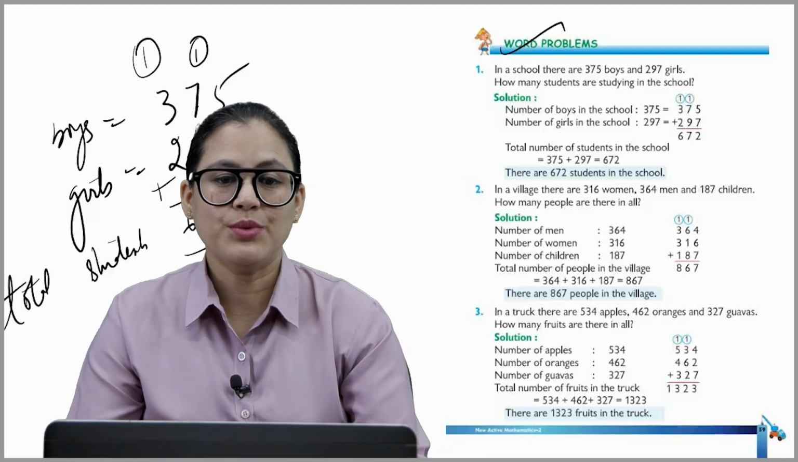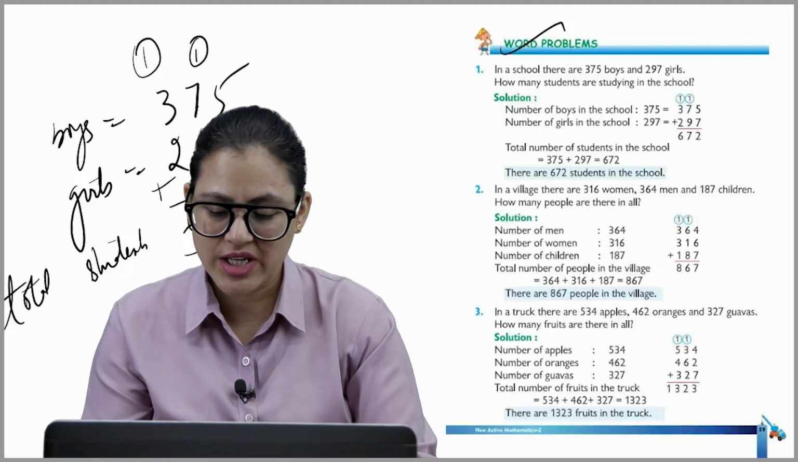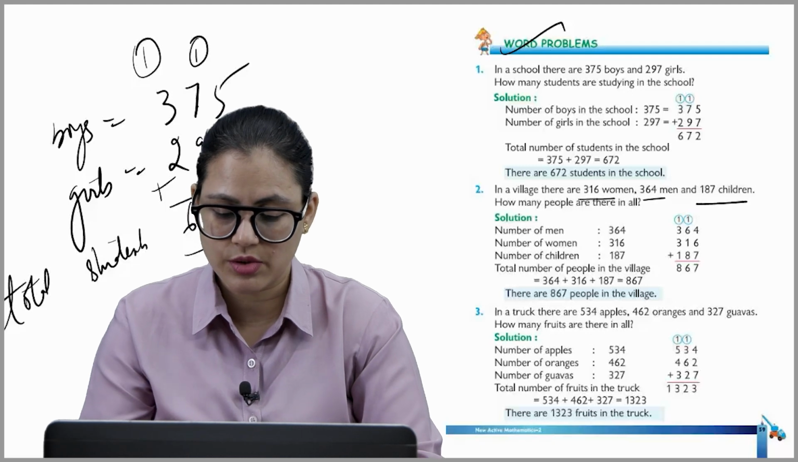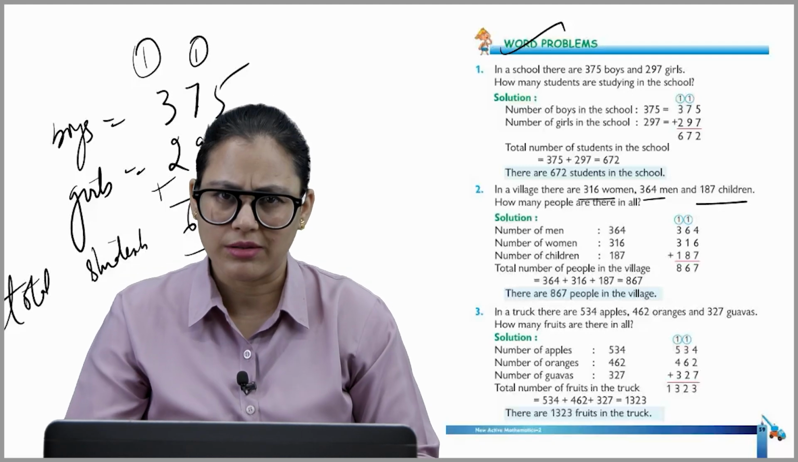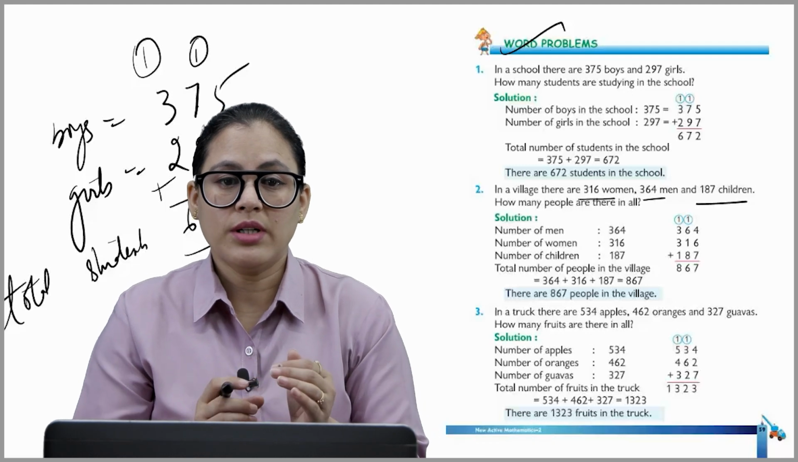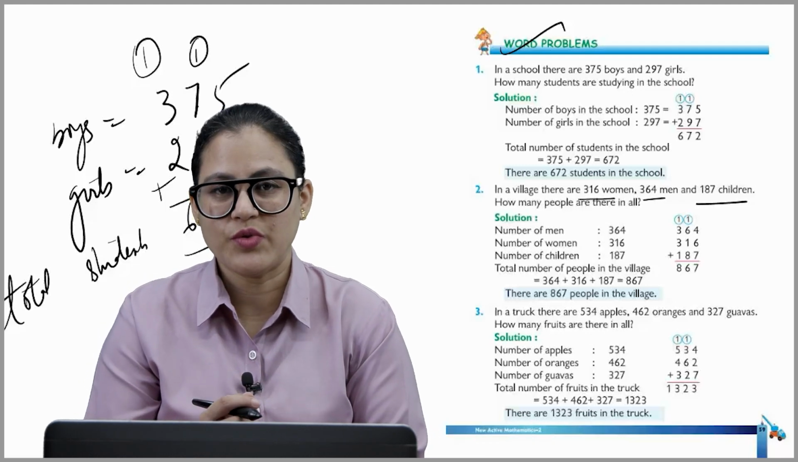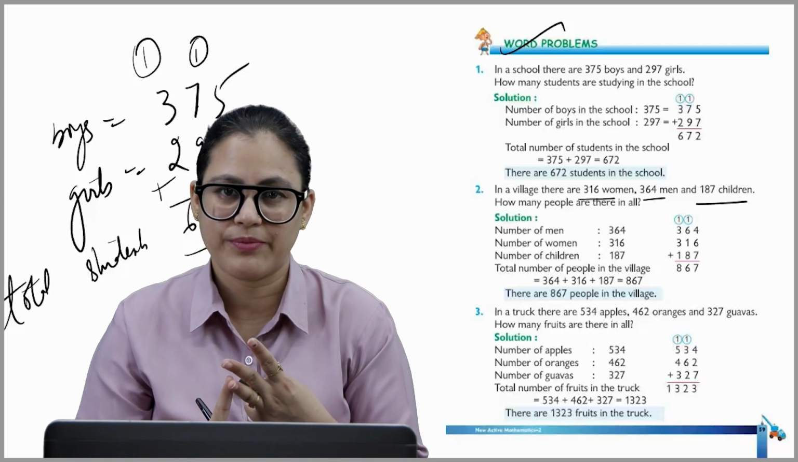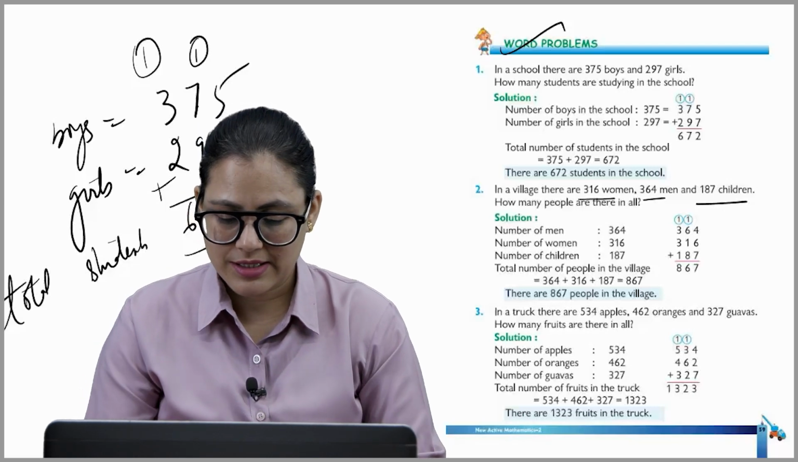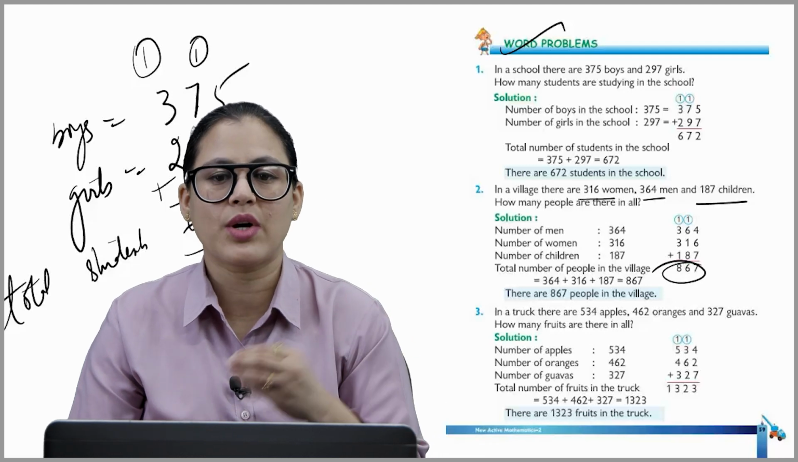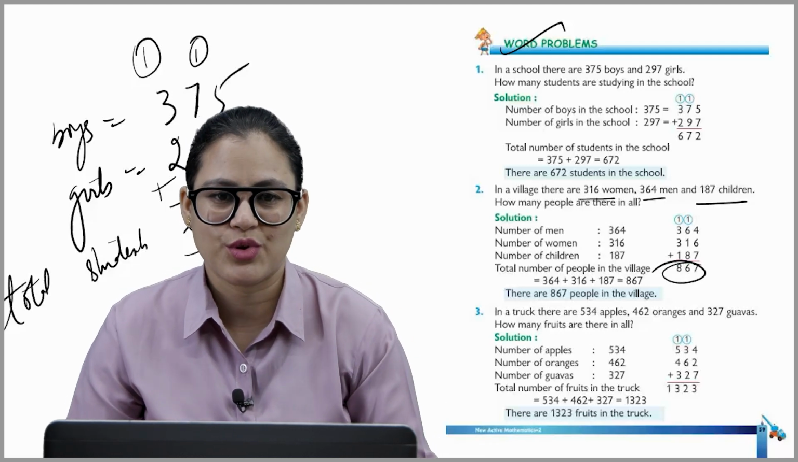Okay. Number 2, in a village there are 316 women, 364 men and 187 children. How many people are there in all? Okay, so we have to find out the population of a village. So what will we do? We will add the number of men, women and children. Okay, and see, this is the sum. That means there are 867 people in the village, right?